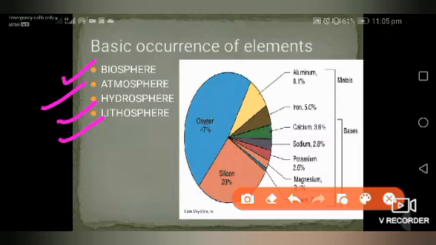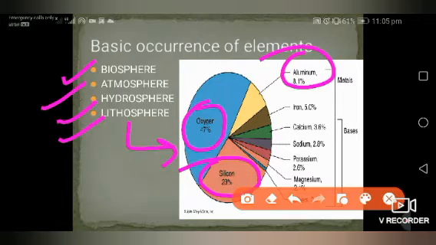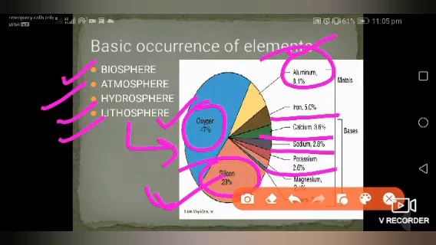Okay, if I talk about the lithosphere, the most abundant element is oxygen, found in 47% of the earth's crust, silicon at 28%, then aluminum is the third most abundant, at 8.1%. The most abundant metal is aluminum, the most abundant non-metal is oxygen, and the most abundant metalloid is silicon. After that followed by iron 5%, calcium 3.6, sodium 2.8, potassium 2.6, magnesium 2.1, etc.